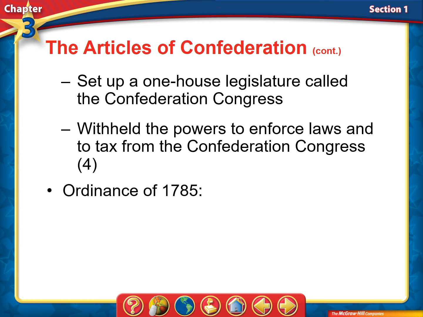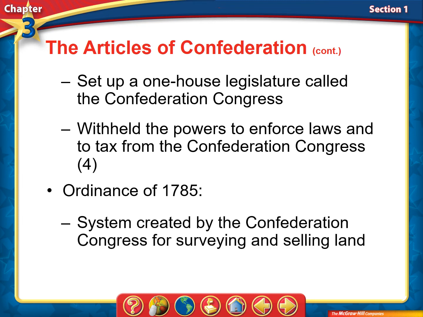There were a few things they did manage to accomplish, like the Ordinance of 1785, which set up a system for surveying and selling land, because immediately after the Revolution, one of the big things we were doing was growing, with people moving out into the frontiers. And so that was one of the few things that the actual Articles of Confederation did establish. In fact, the system works, and it's still in use today.